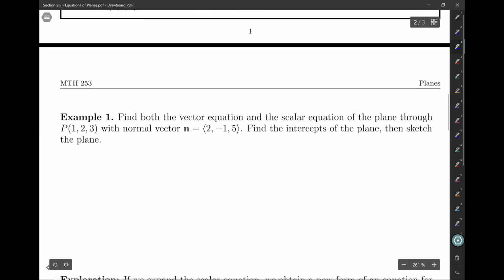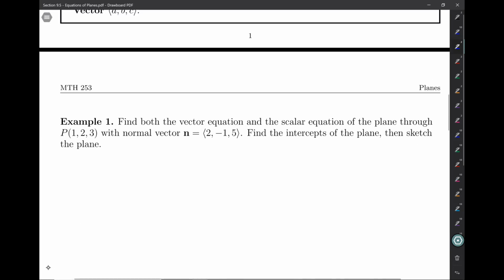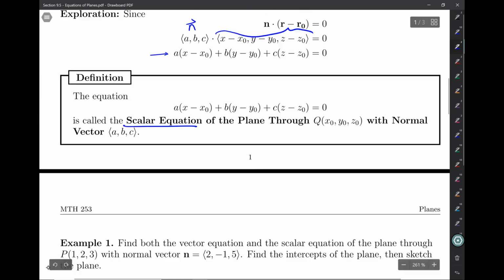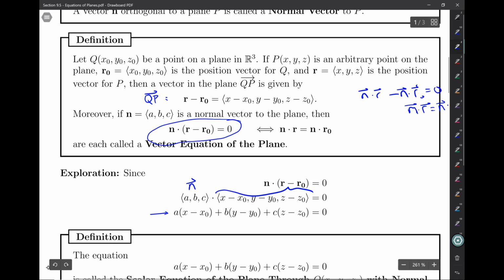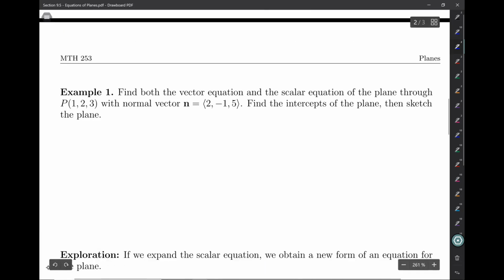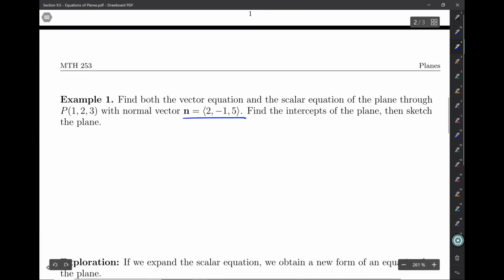Let's take a moment to actually work with these two definitions. Let's find both the vector equation and the scalar equation of the plane through the point 1, 2, 3 with normal vector n, which is 2, negative 1, 5. After that, we'll actually try to find the intercepts of this plane and then sketch the plane. So, if we want to find a vector equation, then this means that we need a normal vector. And what else do we need? r minus r naught. Now, the normal vector n is given right here, so all we need is r minus r naught.